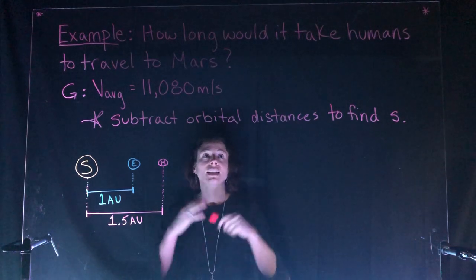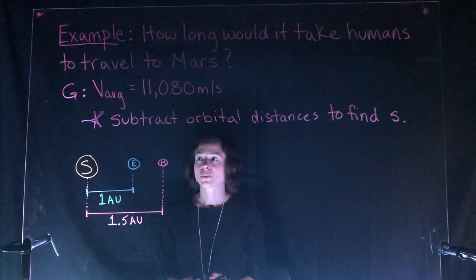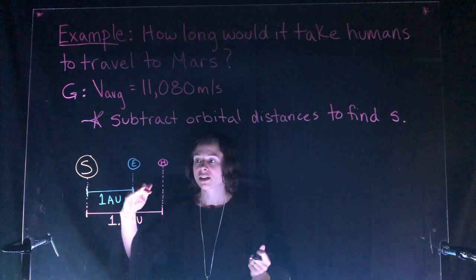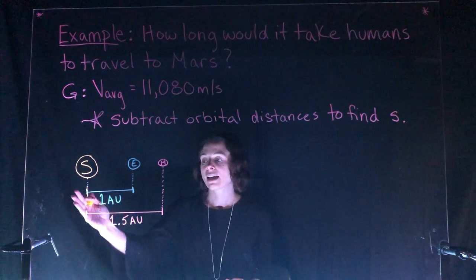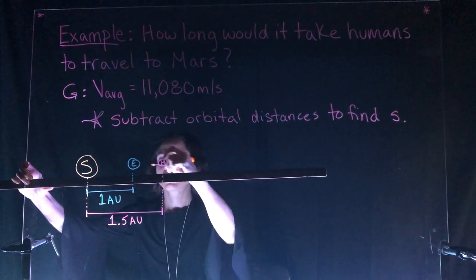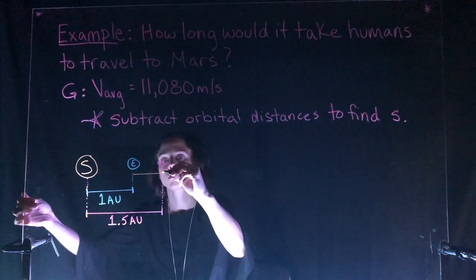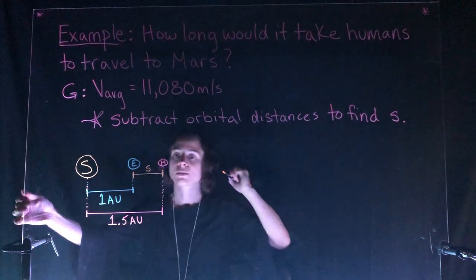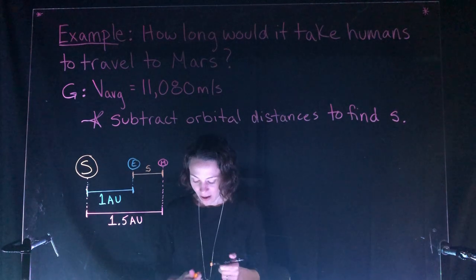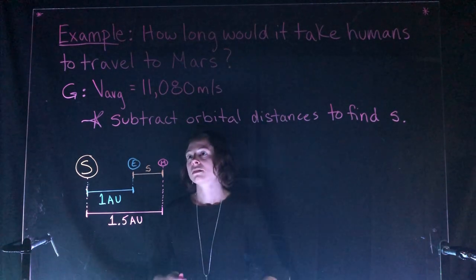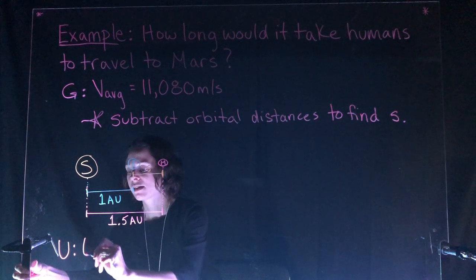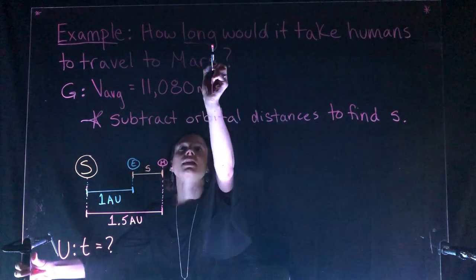So if we wanted to calculate how long it would take humans to travel to Mars, we can use the speed that we would be traveling at, and then we can subtract the orbital distances from Earth and the planet that we're trying to get to. When we subtract those two, that is going to give us the distance from Earth to Mars. So this will give us our S right there. Our unknown is the time, because we want to know how long it would take us to get there.